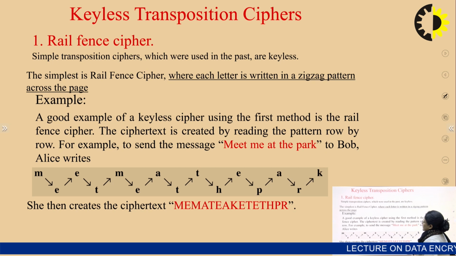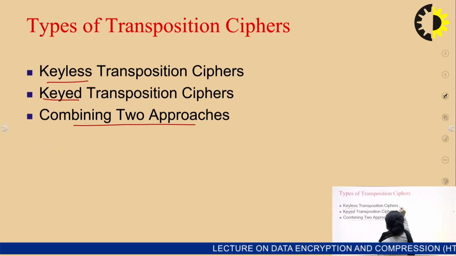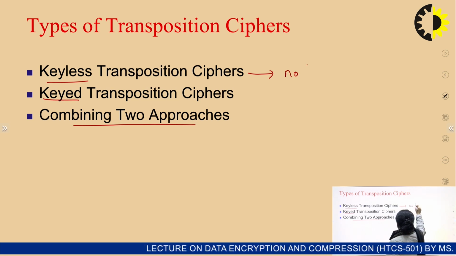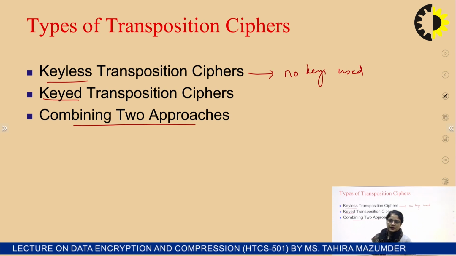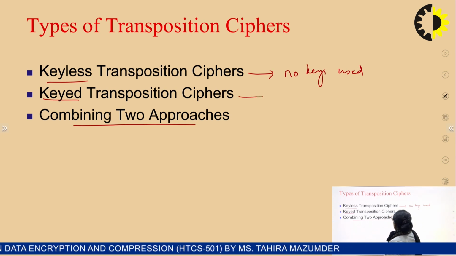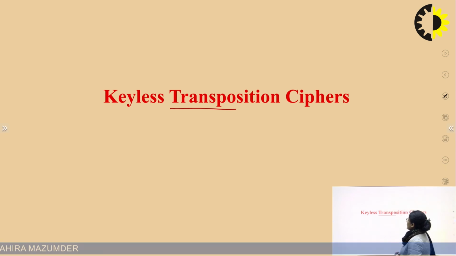Now we take an example. As the name suggests, when you're talking about keyless cipher, what happens? No keys are used in these kinds of algorithms, which are keyless ciphers. And when you're talking about keyed cipher, in that case the key is used or the key is required. So let us start with keyless transposition cipher.